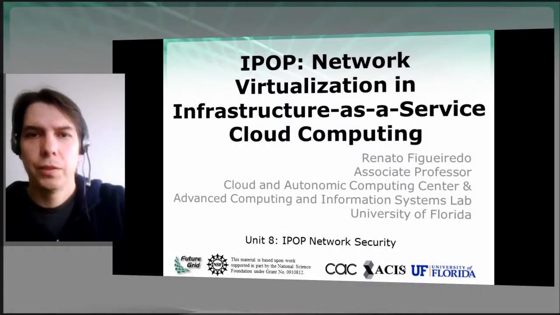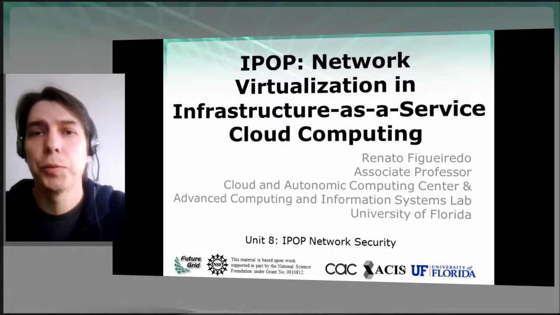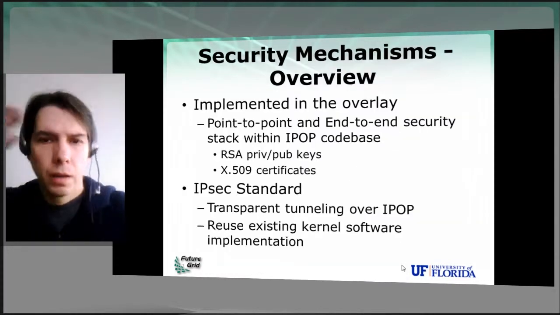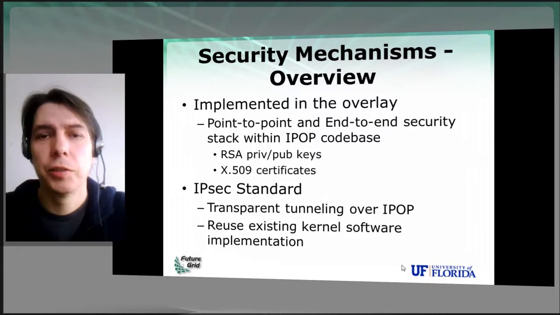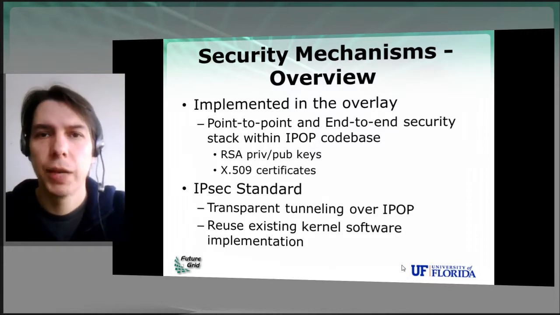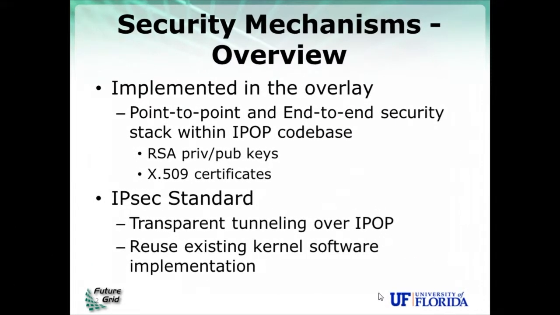Welcome to Unit 8 of our course, where we'll discuss network security in the context of IPOP. To overview the security mechanisms that are available, they're basically security mechanisms implemented in the overlay itself, supporting point-to-point and end-to-end security that's implemented within the IPOP code base with primitives that follow public key infrastructure techniques. So, private public keys and certificates.